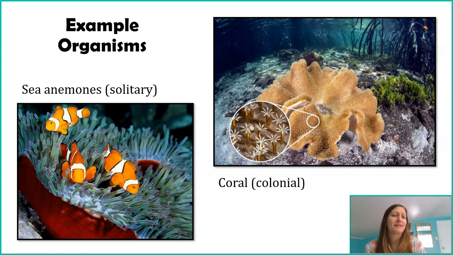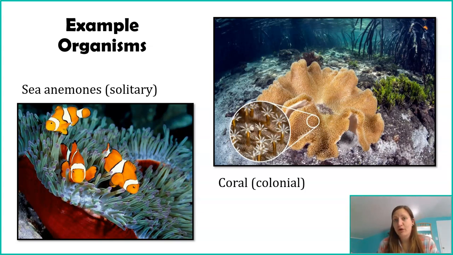We have our sea anemones, like you see here on the left, and of course you can't have a picture of sea anemones without clownfish. And these, we refer to them as solitary, meaning you look at a sea anemone and maybe there's others around it, but for the most part, they kind of grow on their own, they're solitary.